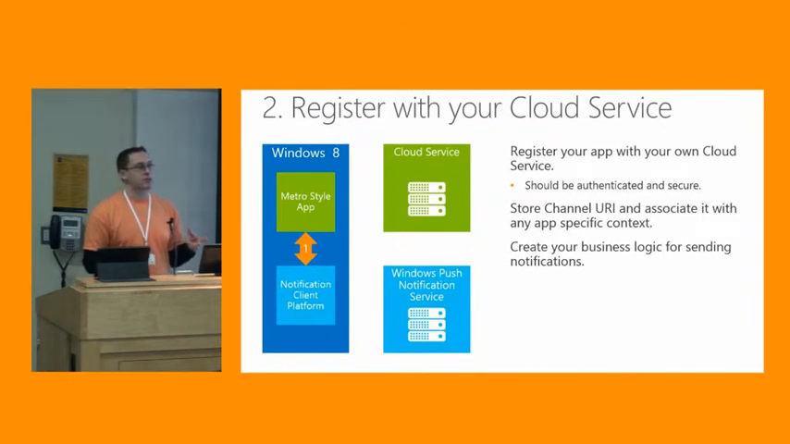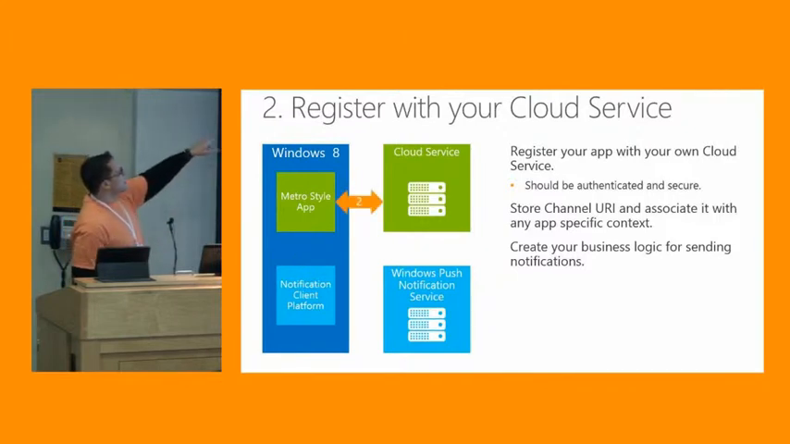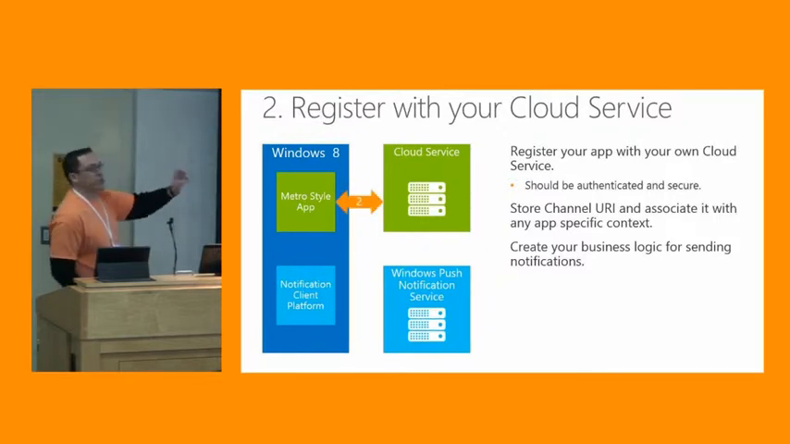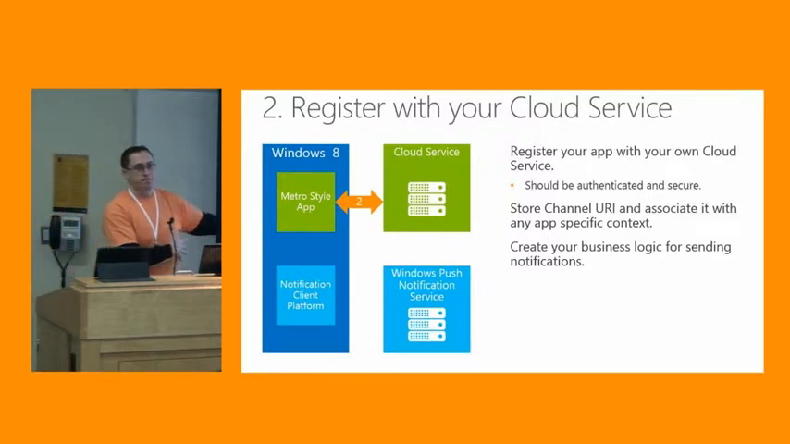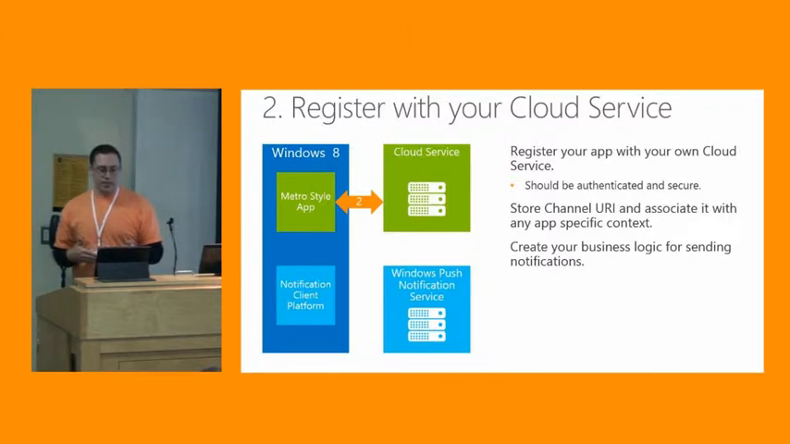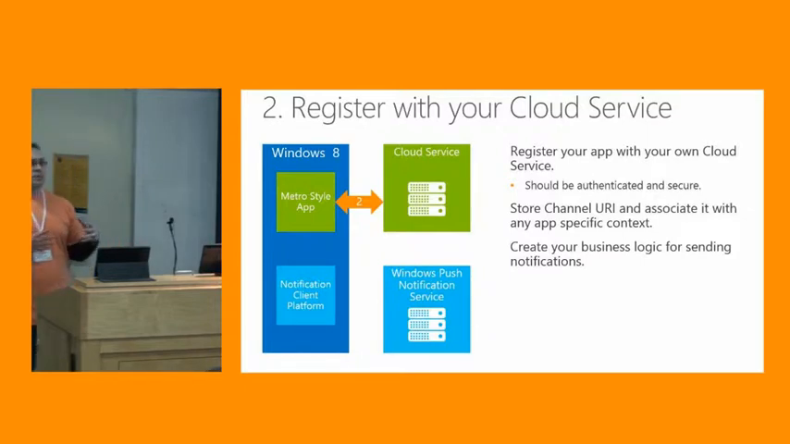So second step, we talked about registering with my cloud service. And this is where all the nitty-gritty is. Anything that's green there is what you're writing. Anything that's light blue is what we provide. That cloud service is important because we need a place to store these URIs. We need a place to store the address of people and apps that want updates.